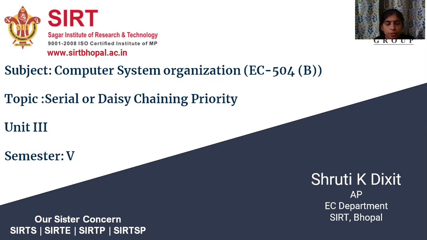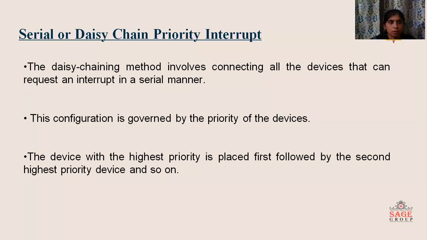Today we are going to discuss one of the important data transfer methods, the serial or daisy chaining priority data transfer method. The name indicates that in this method we have to connect all the devices' requests and interrupts in a serial manner. This method involves connection of all the devices' requests in a serial order.